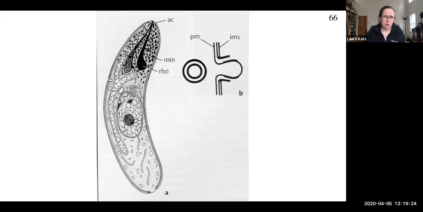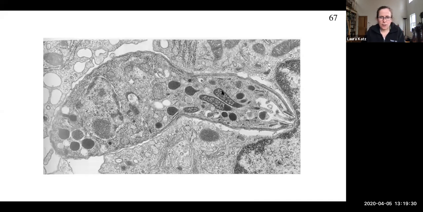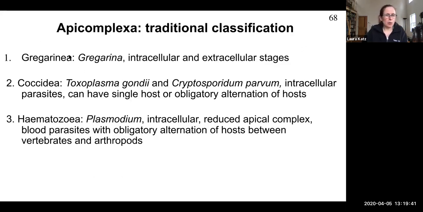So here's just another picture. Here's the nucleus. Here's crazy mitochondrion in these guys. And here is an apicomplexan drilling in. There's the drill bit and the bags of chemicals. And this would be host cell, apicomplexan. Historically, they were broken down into primitive gregarines that could be intra or extracellular, a group called the coccidia, which included toxoplasma that I'll tell you about, and cryptosporidium, which I won't, which causes diarrhea.